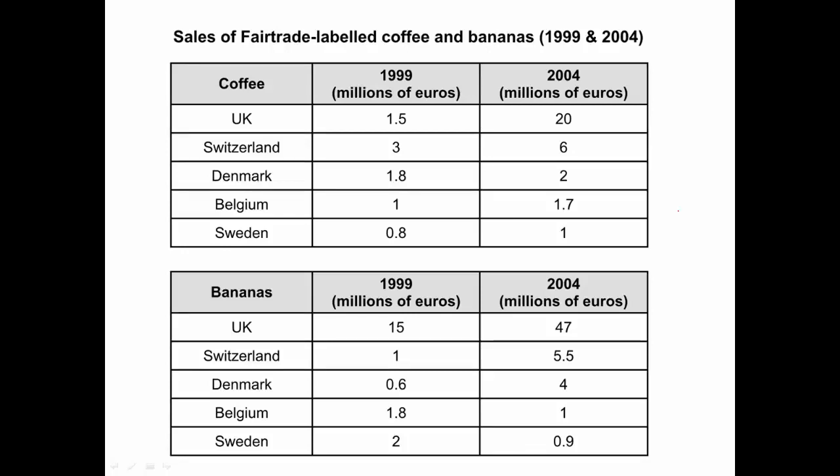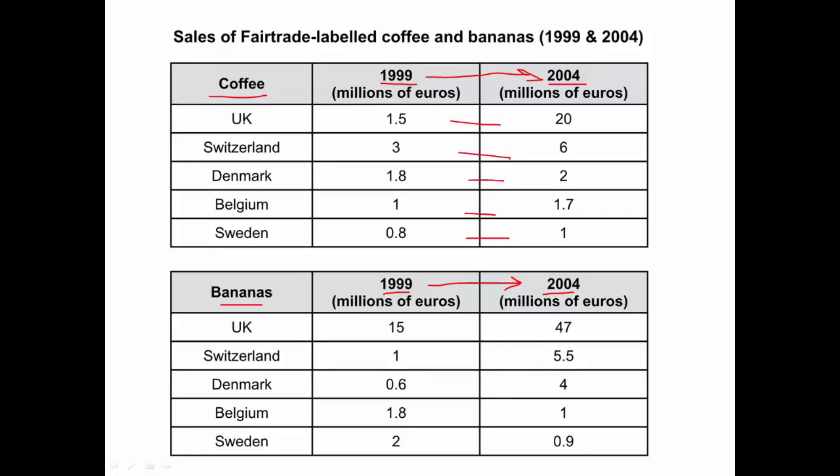When you get lots of information like this, don't focus on any of the numbers. Just look at generally what is happening. What are the big trends? There are two categories, coffee and bananas, and there are two years, 1999 and 2004. So you would look for any general trends between 1999 and 2004, because there are two dates. We need to see if anything is going up or going down. What's the general trend? We can see here: increase, increase, increase, increase.